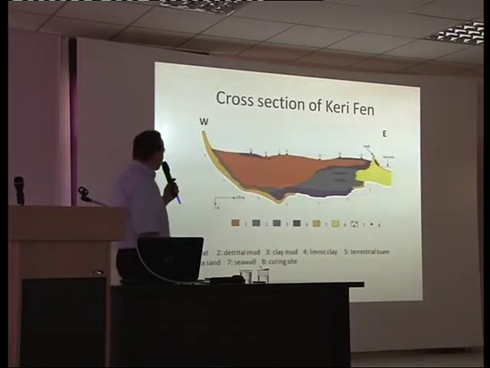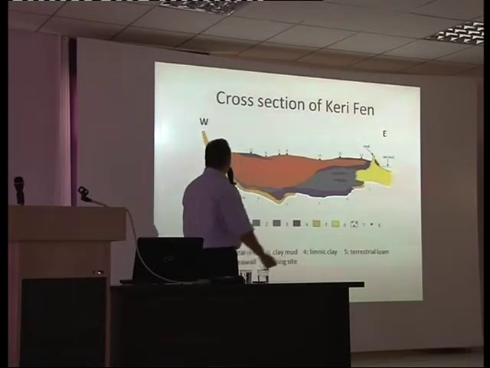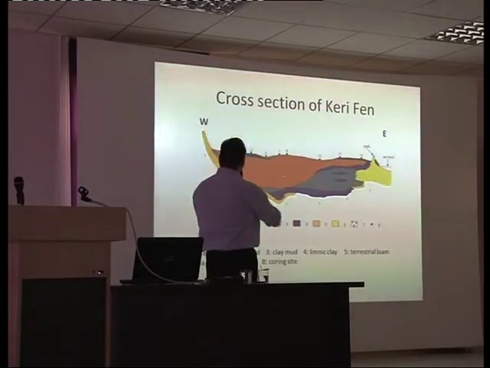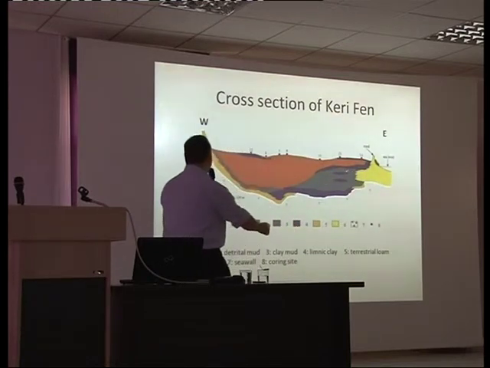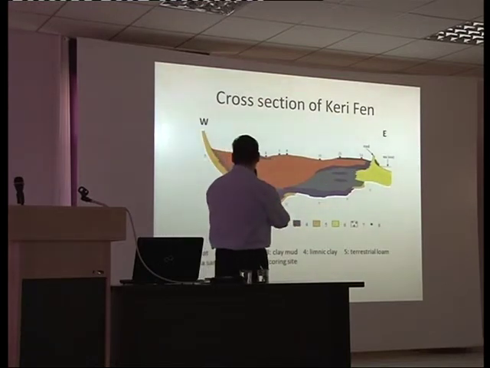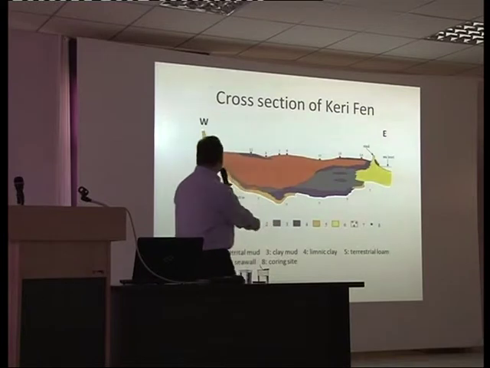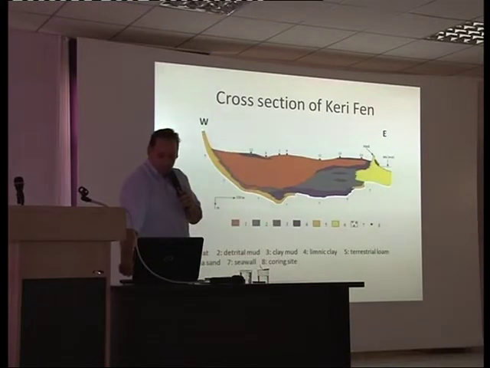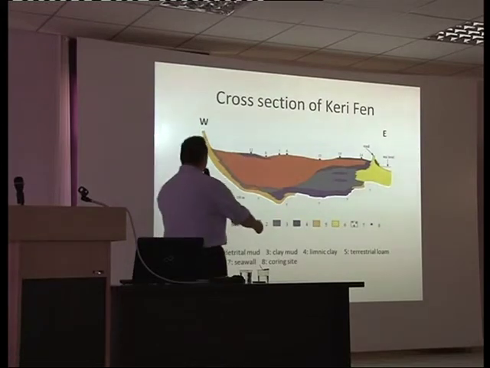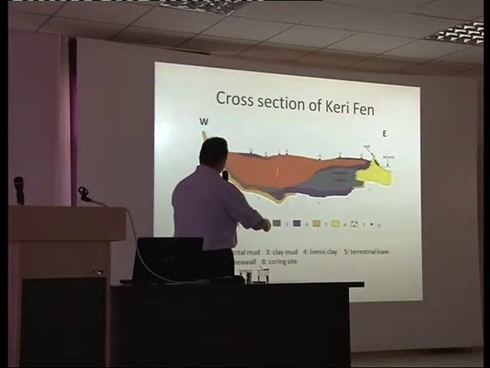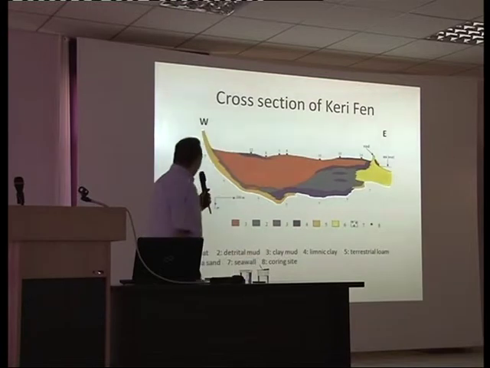So this is a cross-section of the Keri fen. This is a peat formation. This is a limnic clay, clay marl, and terrestrial layer. And you can see here the sea level, the sea, and here are the coring sites. The peat is up to 5 meters thick. You can see here.